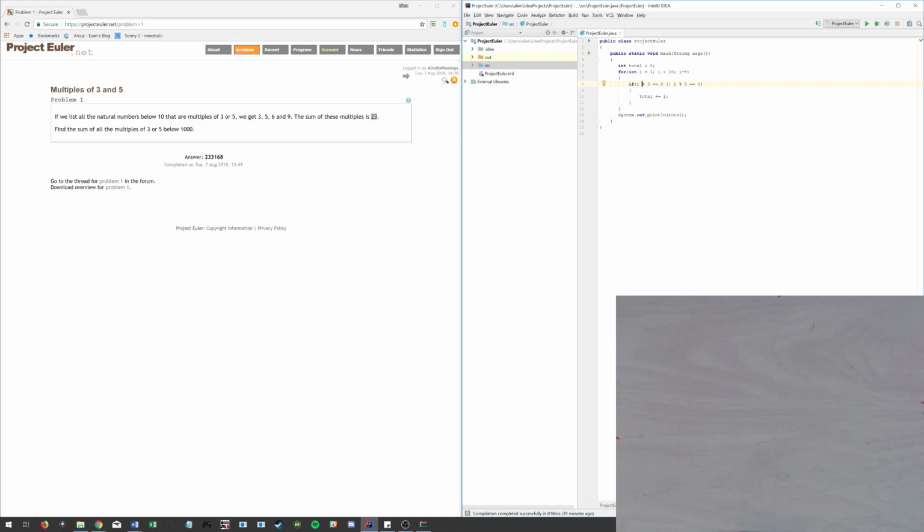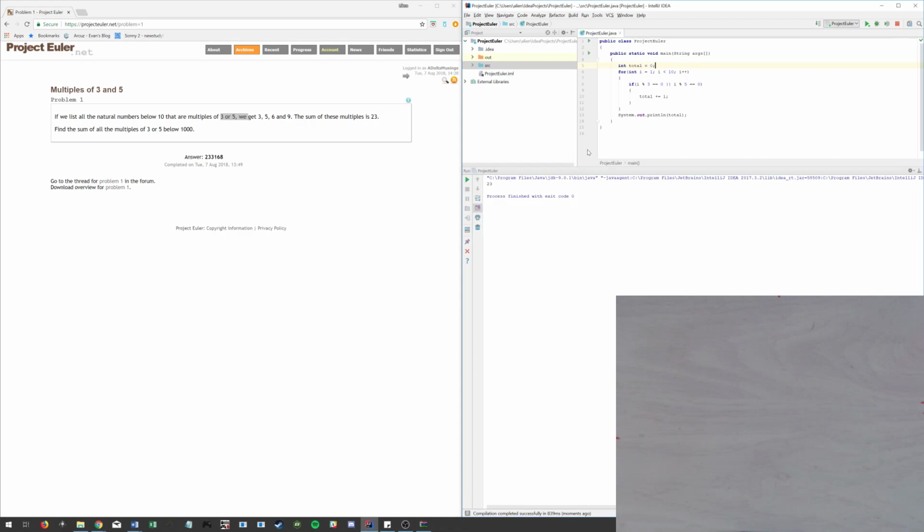Right here, I am checking if i is divisible by 3 or if i is divisible by 5. That's really what these two statements are. So it says, okay, is i divisible by 3 or is i divisible by 5? If either of those or both of those is true, then increase the total by i. So that will capture all multiples of 3 or 5. And then at the end, it just prints out whatever this total is. So if I run this, you'll notice we get 23, like we were supposed to.